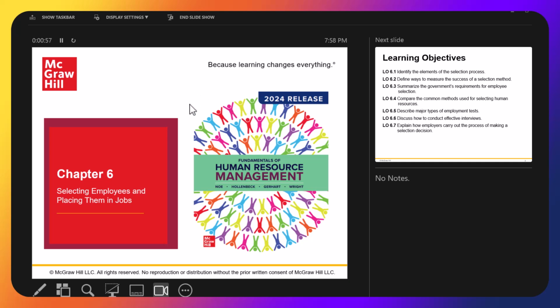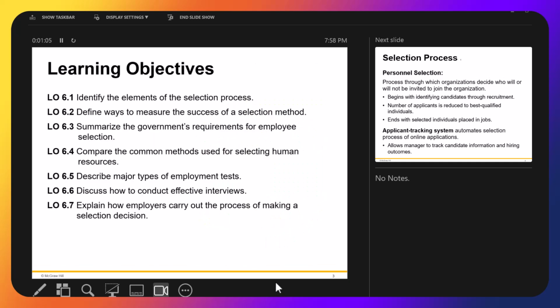Chapter 6. Selecting employees and placing them in jobs. Learning objectives.